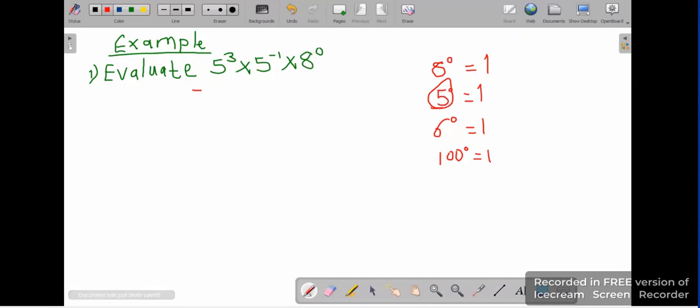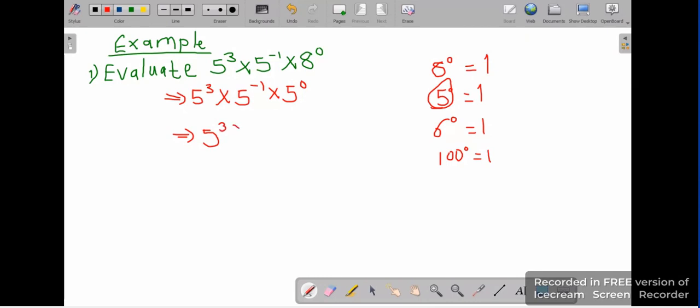So we're going to write 5 to the power 3 multiplied by 5 to the power negative 1, and then multiplied by 5 raised to the power 0. Now, they are the same bases, so what are we supposed to do? We're going to get the base 5, and then use rule number 3, which says that when you're multiplying numbers with the same base, you add the powers.